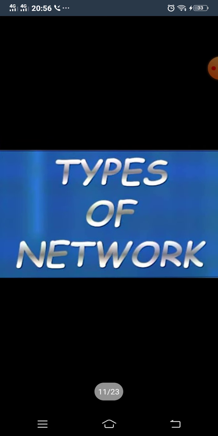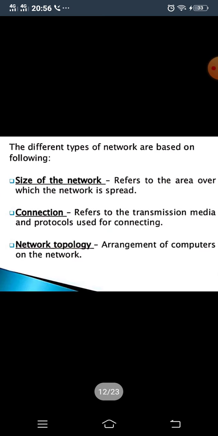Again, now we are going to discuss the uses of computer networks. Number one is simultaneous access, personal communication, easier backup, and shared peripheral devices. Uses and advantages are somewhat similar to each other, so we have discussed all of these in previous slides. So now we are going to discuss the types of network.